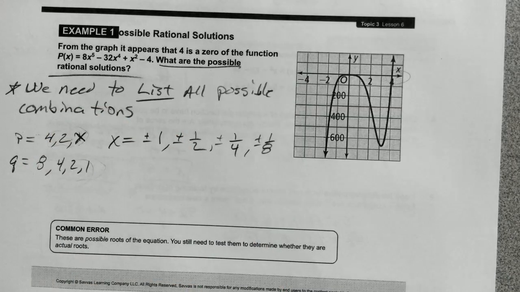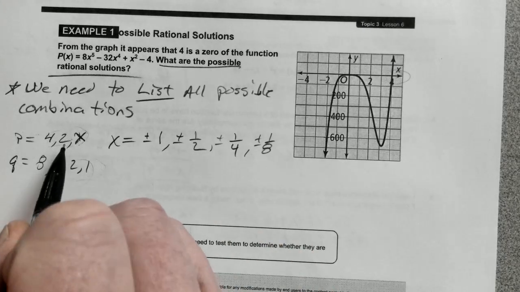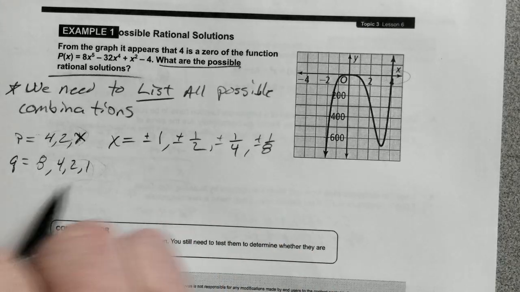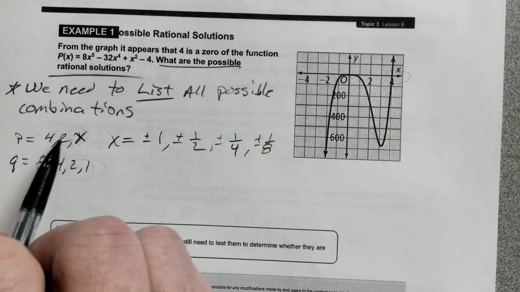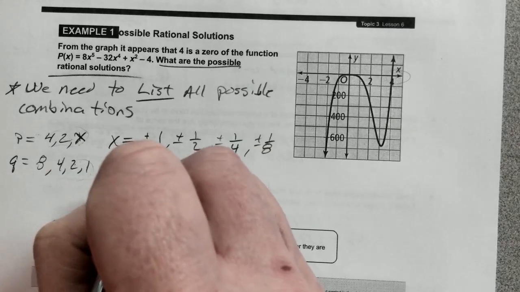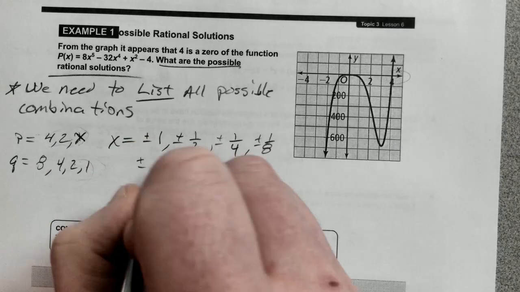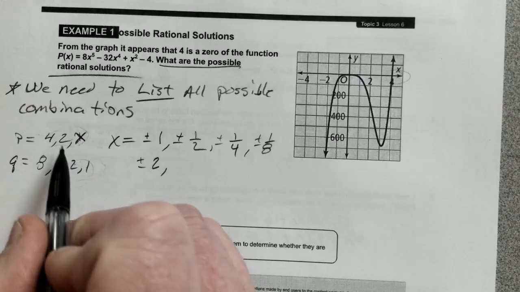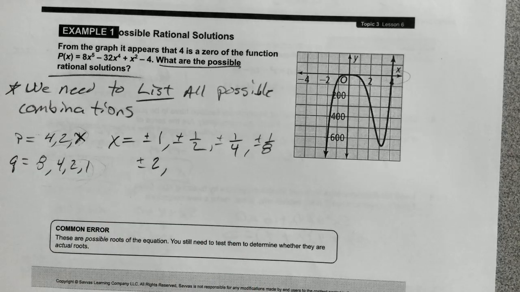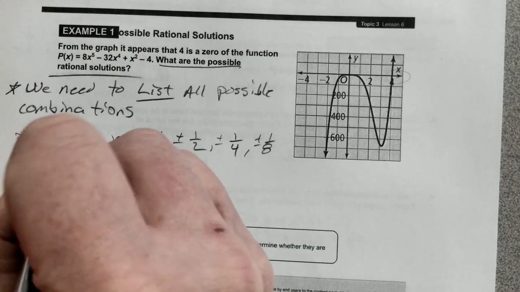And now I'm going to look at 2. So I've got to go through all iterations of P divided by Q. So now 2 divided by 1 is going to give me what? 2. So plus or minus 2. 2 divided by 2 is? I already got that one listed. Good. 2 divided by 4? I already got that listed. What about 2 divided by 8? Ooh, and I already got him. So I'm done with 2.